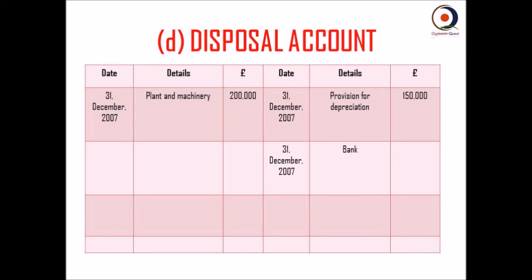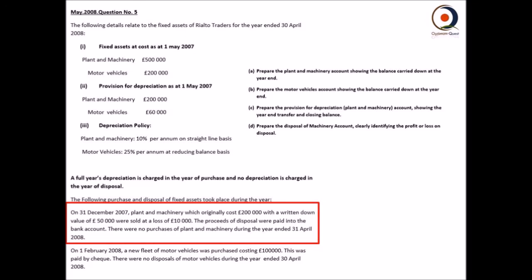After recording provision for depreciation of the disposed asset, we need to calculate and record the selling price of the disposed plant and machinery. So the question says, on 31 December 2007, plant and machinery, which originally cost 200,000 pounds with a written down value of 50,000 pounds, were sold at a loss of 10,000. So we do not have the selling price clearly mentioned here, but the selling price can be easily calculated using the net book value and the loss. So the written down value is actually the net book value, which is the current value of the fixed asset.